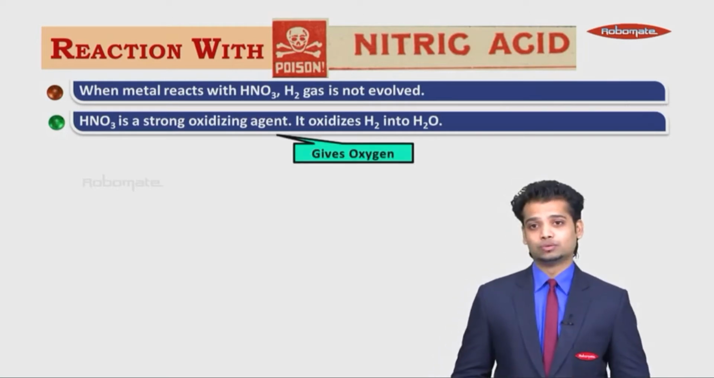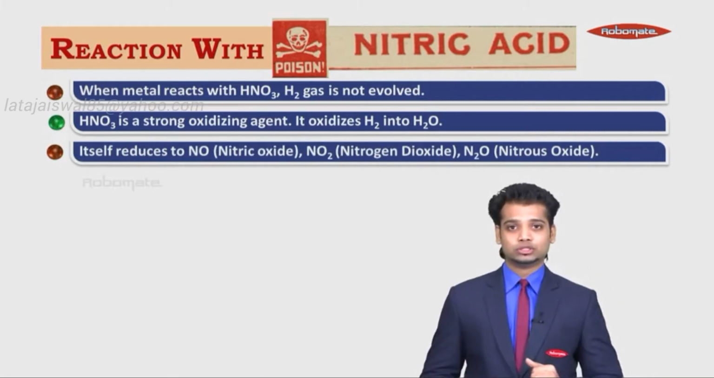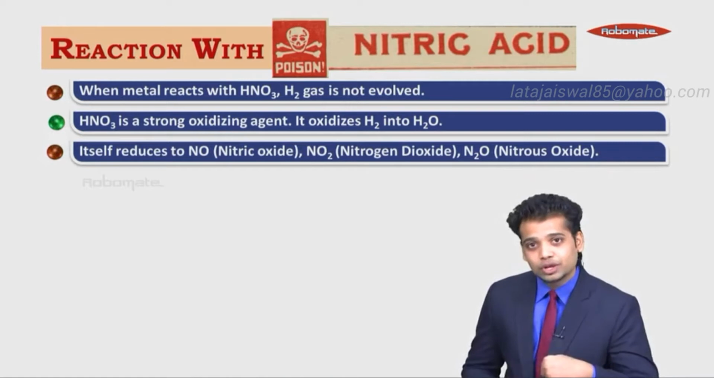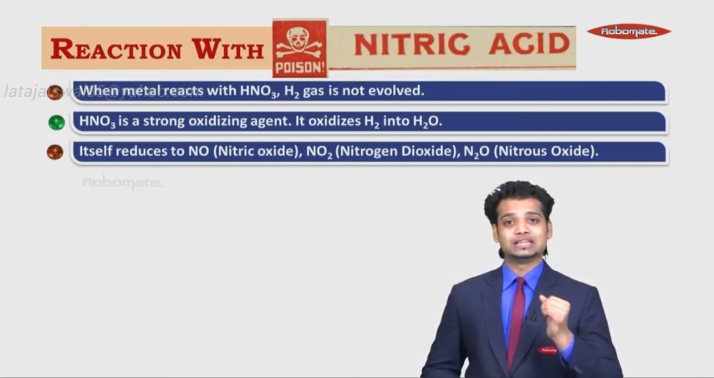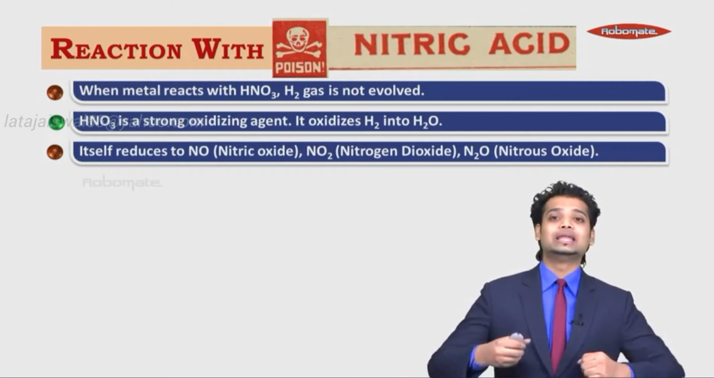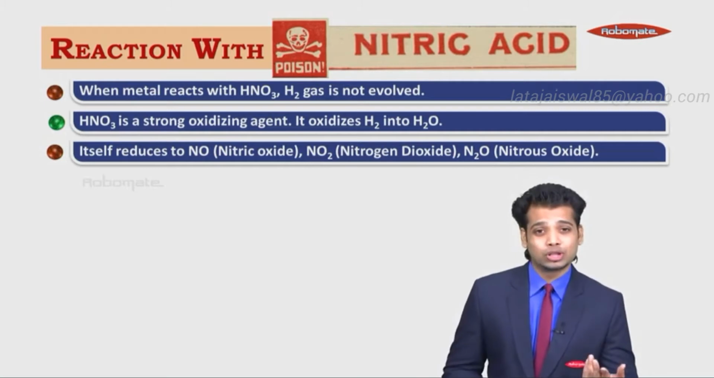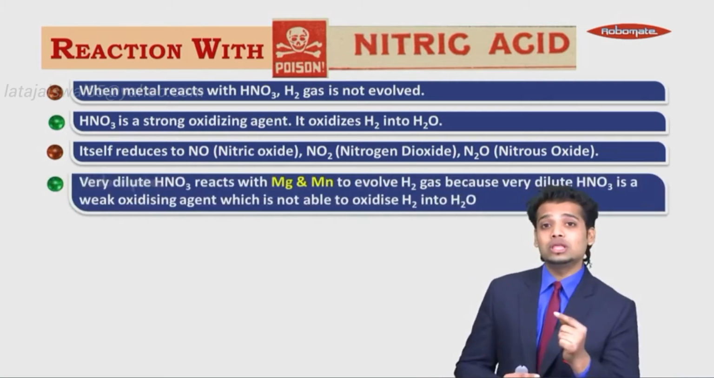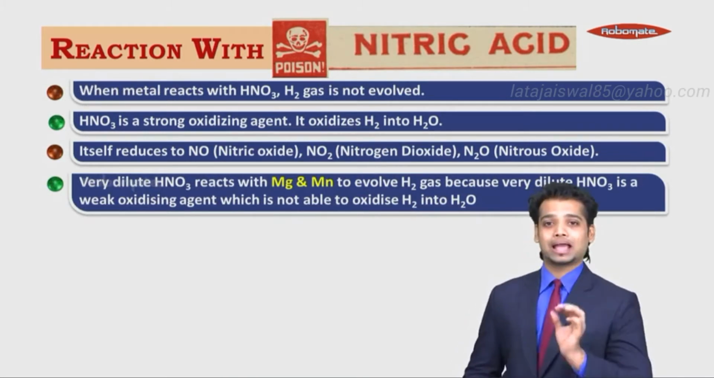If H2O is formed, I can say that it itself reduces. If one oxygen is going, it has to be reduced from itself. So it reduces itself to NO, that is nitric oxide or nitrogen monoxide, nitrogen dioxide, or N2O, dinitrogen oxide, that is known as nitrous oxide. So these rules apply to all the metals, with the exception of magnesium and manganese.